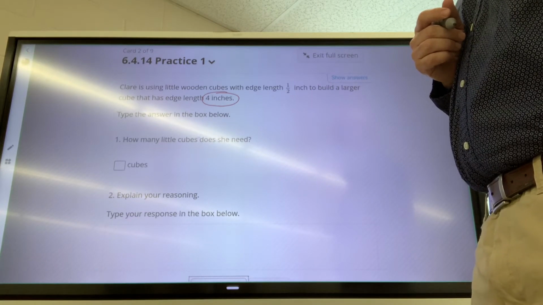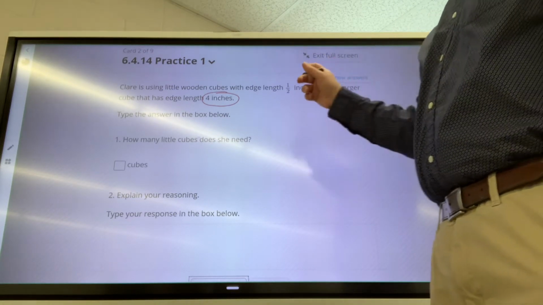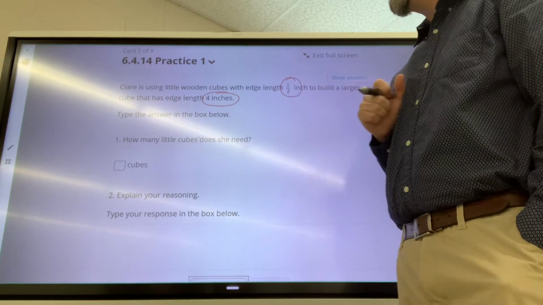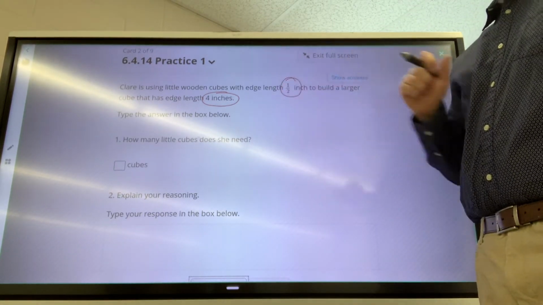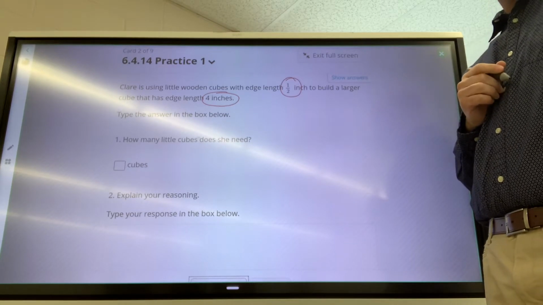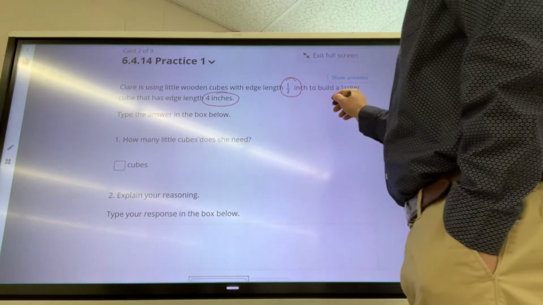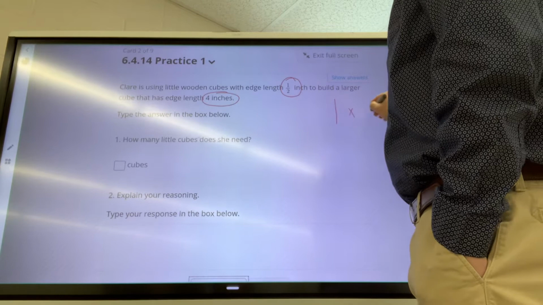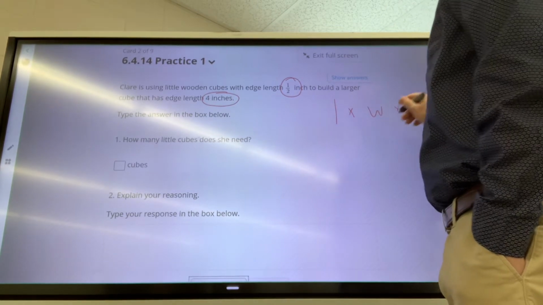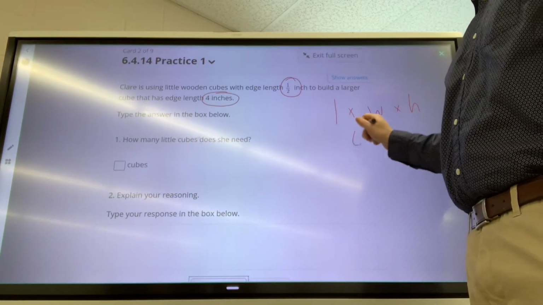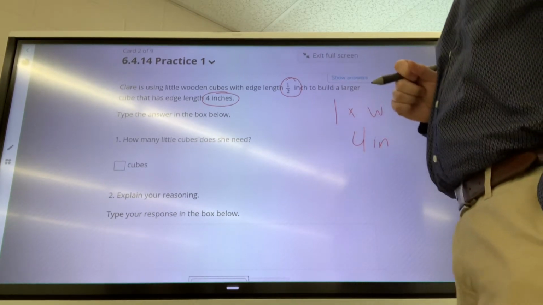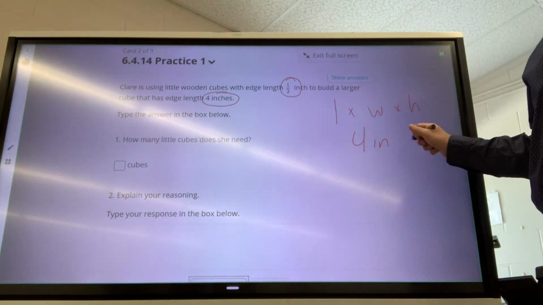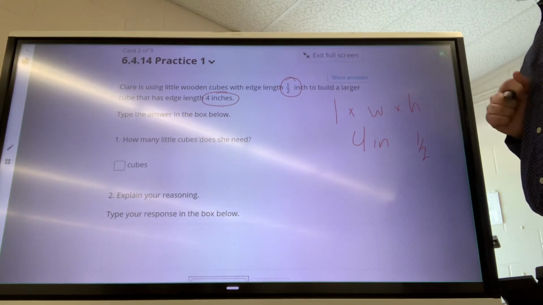All right, and then you're going to want to do something with this 1/2 inch cube. Think about 1/2 versus 4 inches. Think about how many extra cubes it would be. You want to try to think about what your length, your width, and your height would be if you had a cube that has 4-inch side lengths, and what would that be if it had the 1/2 inch? How many would fit in there?